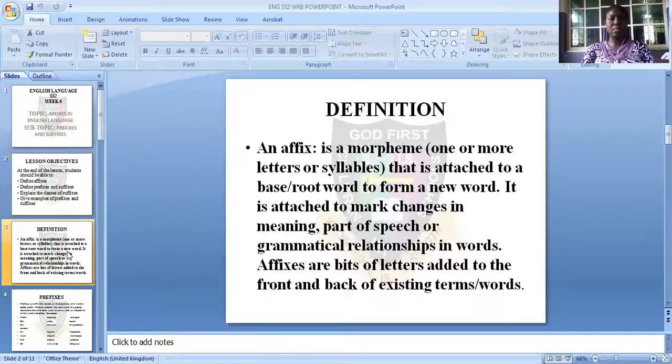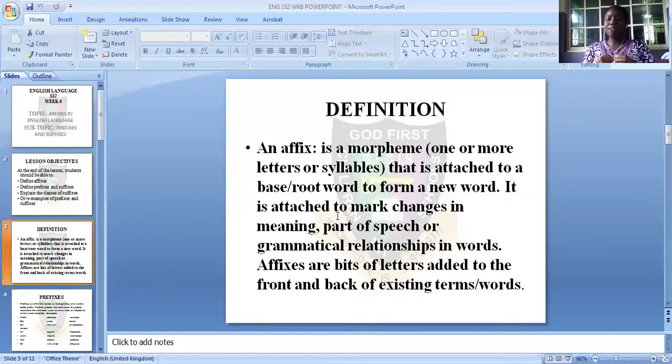Let's go into the lesson in detail. We start with our definition. What is an affix? An affix is a morpheme. A morpheme is simply one or two letters or syllables together. So an affix is a morpheme that is attached to a base or root word to form a new word. It is attached to mark changes in meaning, part of speech, or grammatical relationships in words.